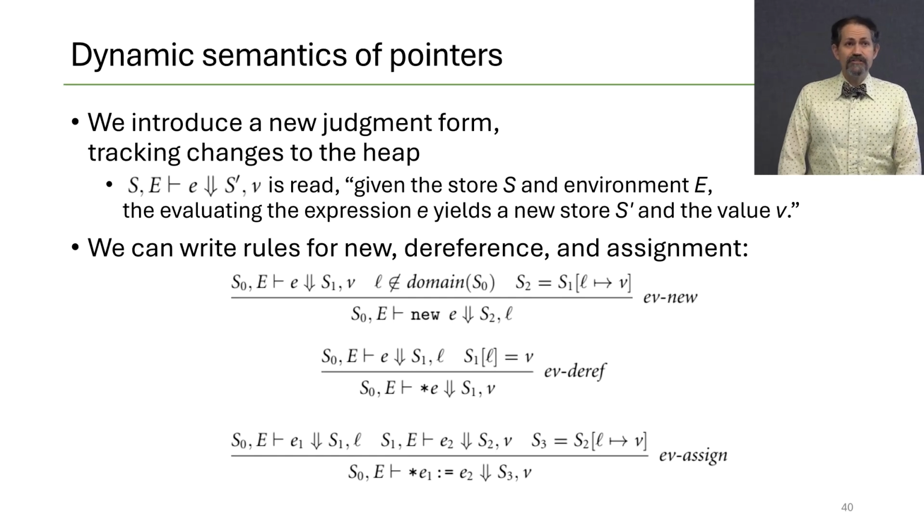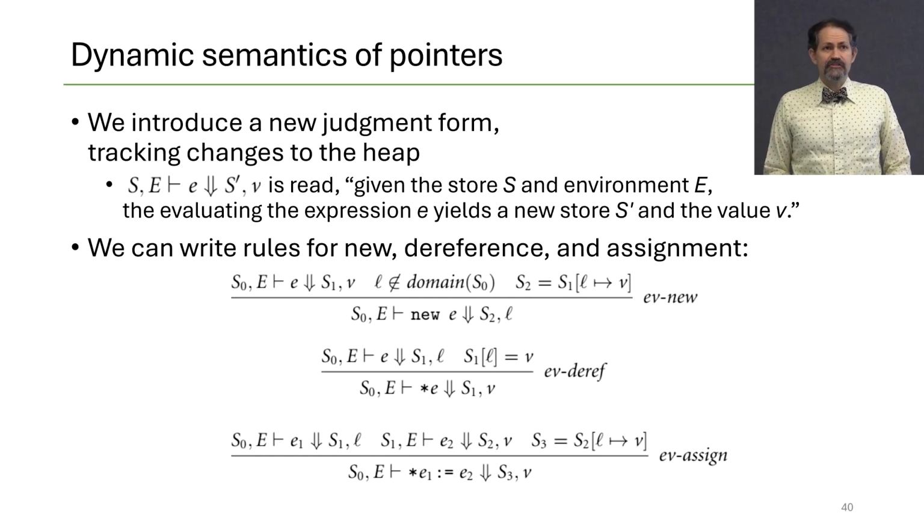Once we have a pointer, we can dereference it. So *e is the syntax for that. We evaluate this by first evaluating the expression e, which gives us a location, L. Of course, there might be side effects in e, and so we might get a new store S1. We look in that new store S1 at the location L, and we get some value out. That is the eventual value of our dereference.